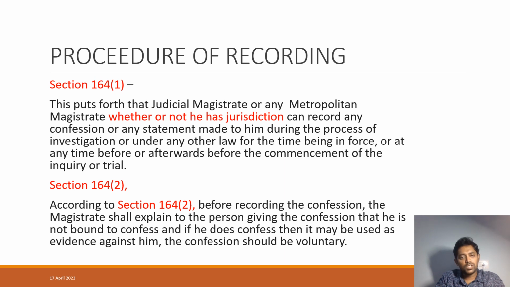Procedure of recording. Section 164(1) puts forth that a judicial magistrate or any metropolitan magistrate, whether or not he has jurisdiction, can record any confession or any statement made to him during the process of investigation or under any other law for the time being in force, or at any time before or afterwards, before the commencement of the inquiry or the trial. Section 164(2) says that before recording the confession, the magistrate shall explain to the person giving the confession that he is not bound to confess, and if he does confess, then it may be used as evidence against him. The confession should be voluntary.